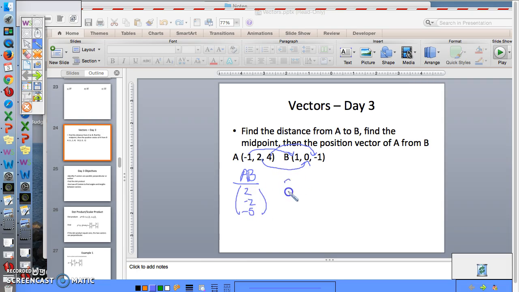So for that distance, we extend the Pythagorean theorem: 2 squared plus negative 2 squared plus 5 squared. So 4 plus 4 is 8, plus 25 is 33. So we have the square root of 33.